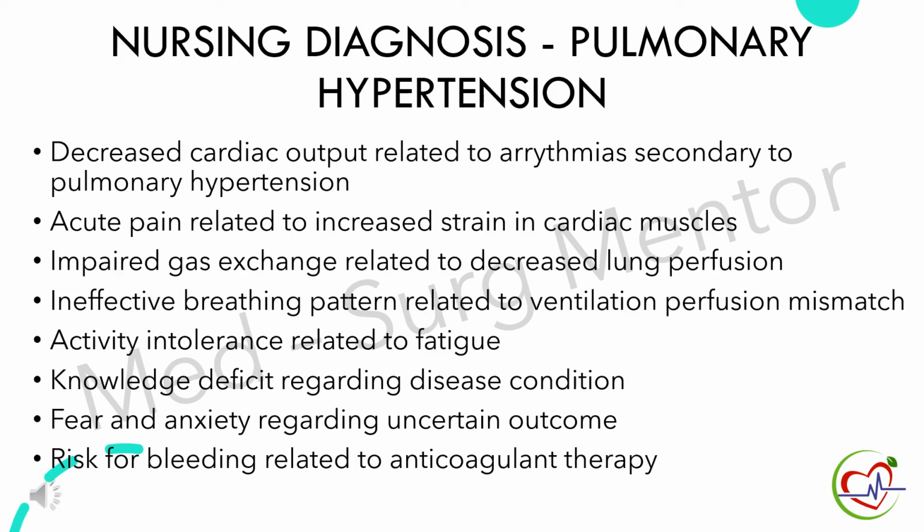Next is nursing diagnosis for patients with pulmonary hypertension, and they include decreased cardiac output related to arrhythmias secondary to pulmonary hypertension, acute pain related to increased strain in cardiac muscles, impaired gas exchange related to decreased lung perfusion, ineffective breathing pattern related to ventilation perfusion mismatch, activity intolerance related to fatigue, knowledge deficit regarding disease condition, fear and anxiety regarding uncertain outcome, and risk for bleeding related to anticoagulant therapy.